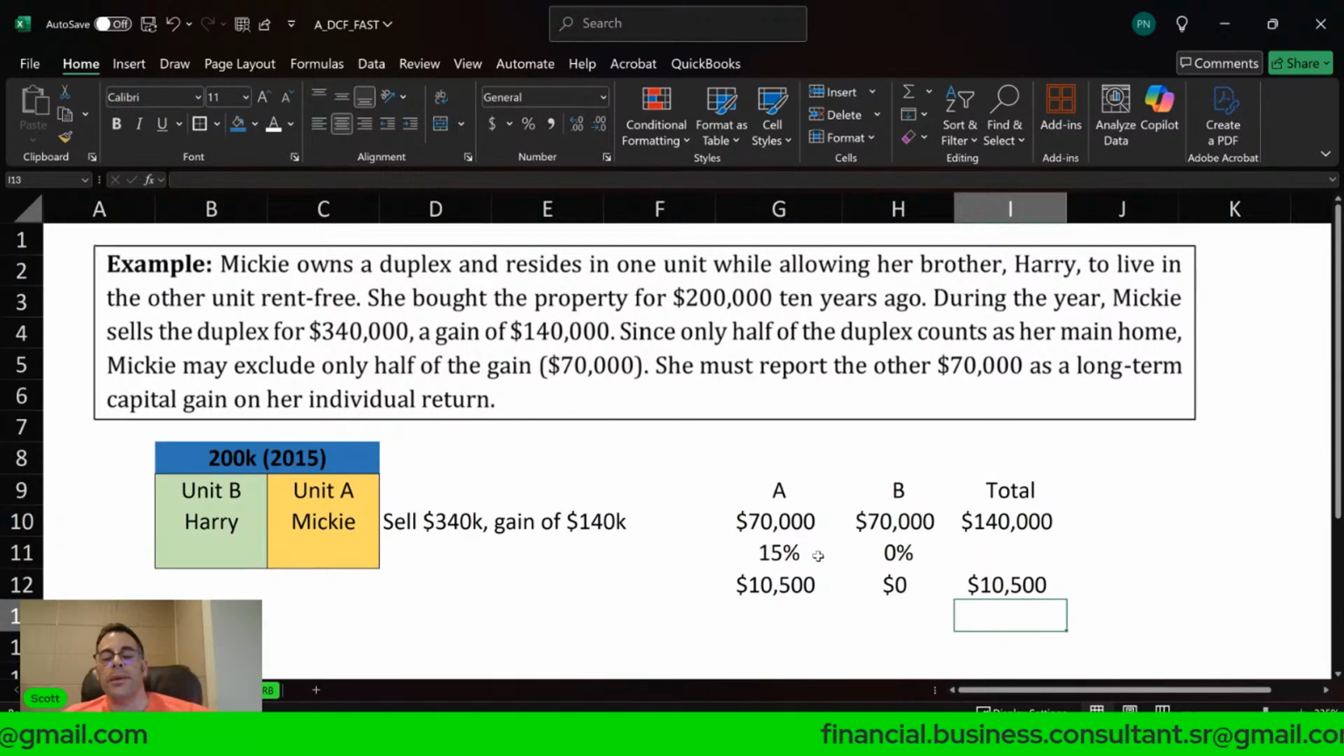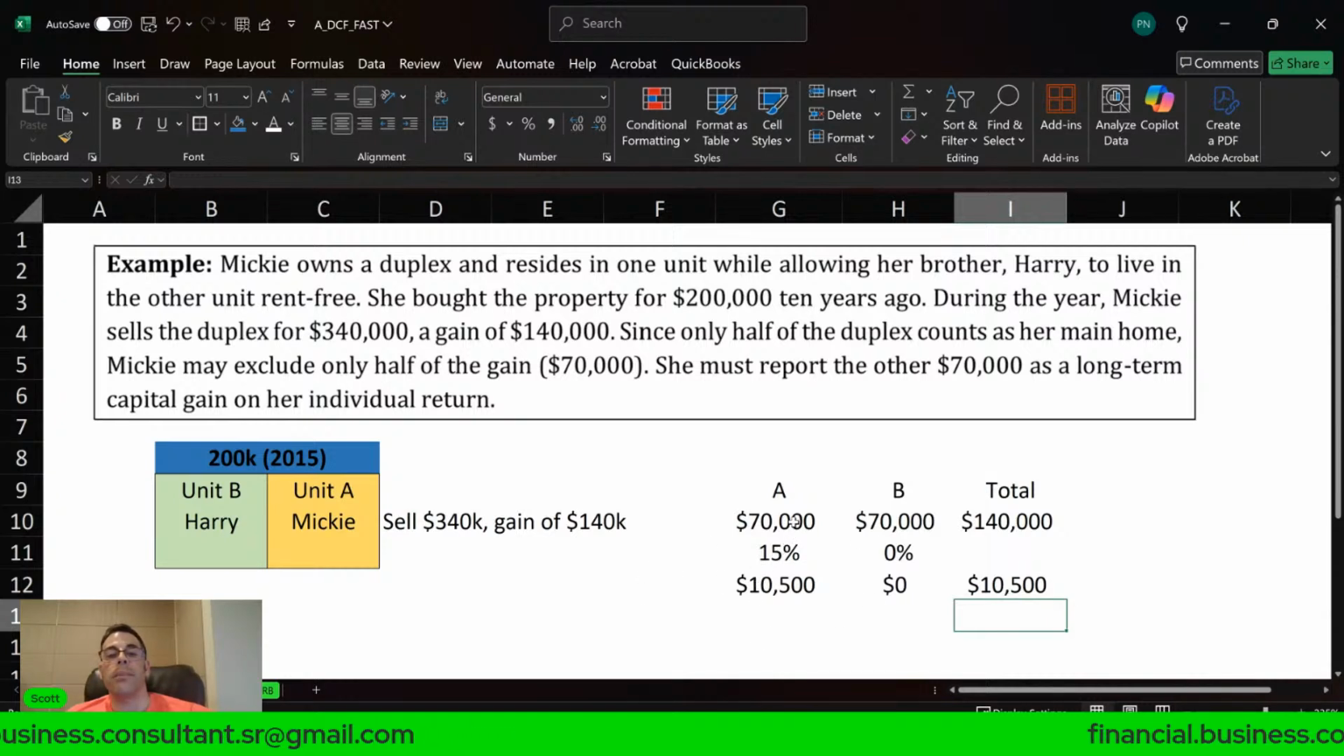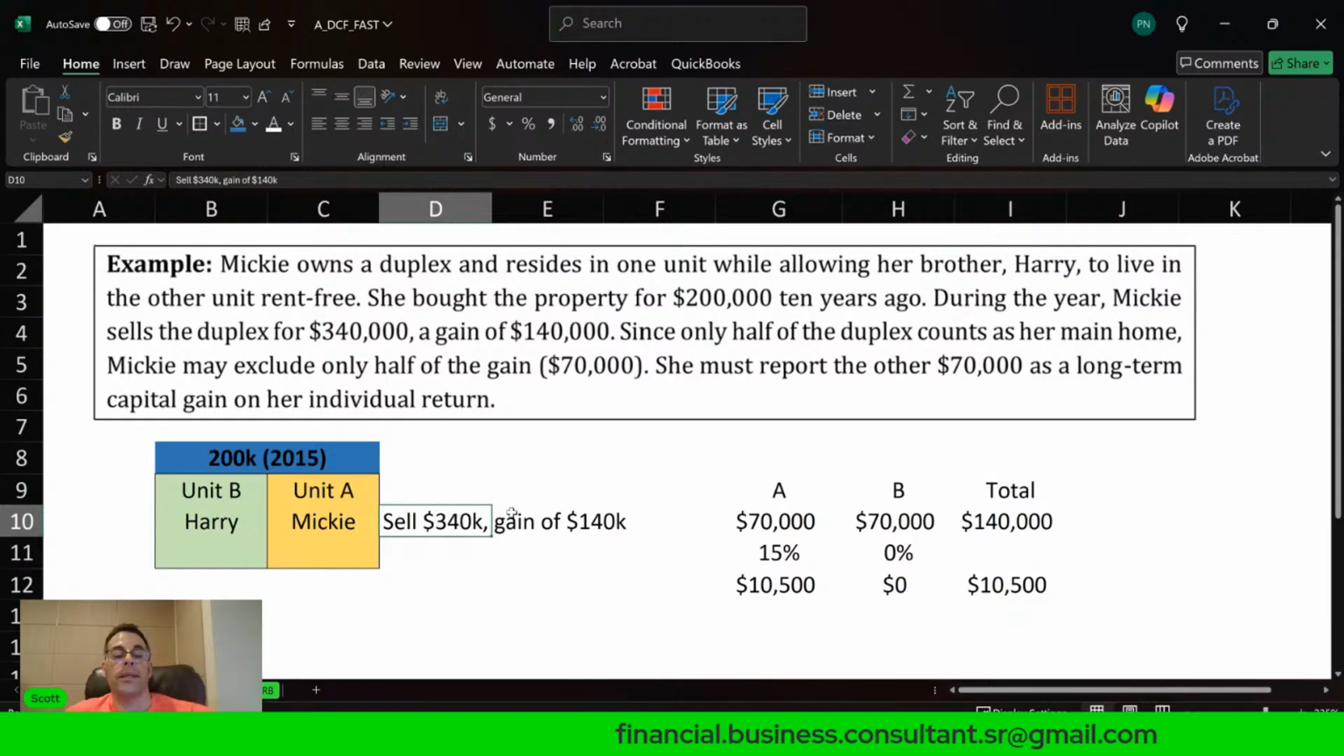Hopefully her CPA told her this. He would say, Mickey, just so you know, you're gonna owe 10,500 on this property. So make sure you don't spend the $340,000. Make sure you have at least 10,500 to pay taxes.